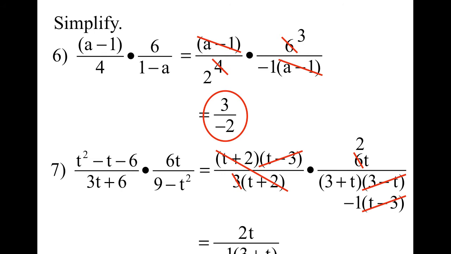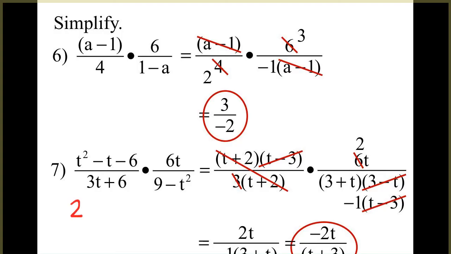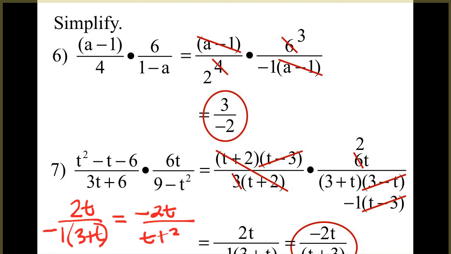So what we're left with is, let me rewrite that because I know it's getting cut off, it's 2t over negative 1 times 3 plus t. Now I know my PowerPoint goes further, but you can just leave it like that. PowerPoint writes it as negative 2t over t plus 3.